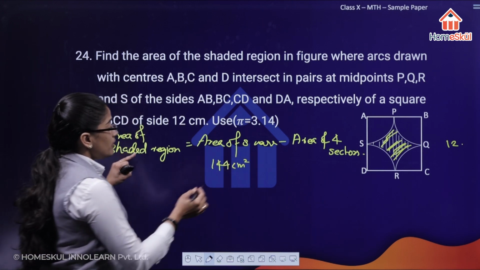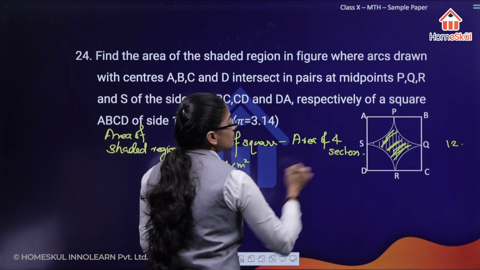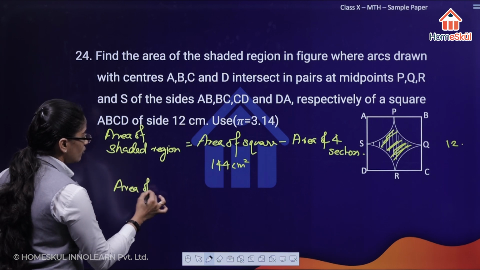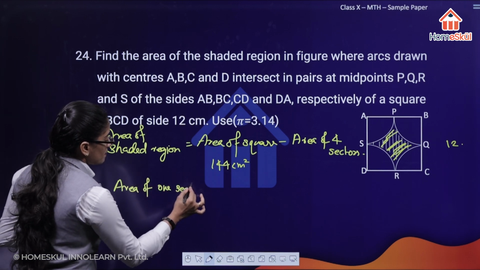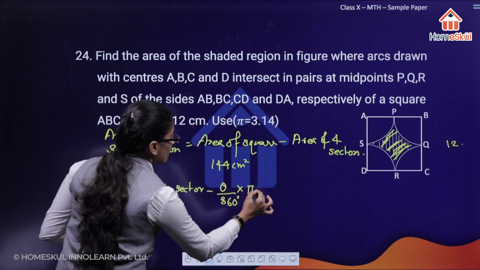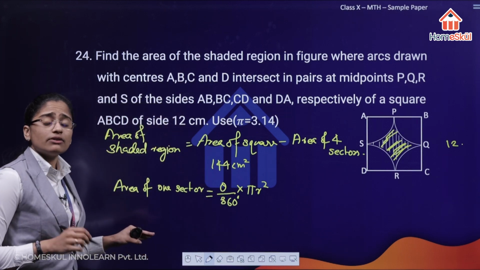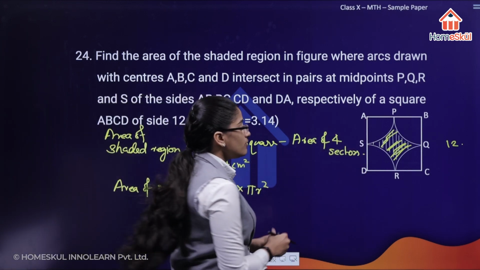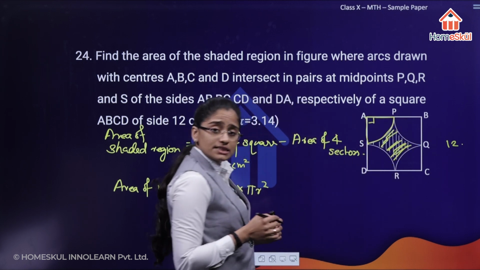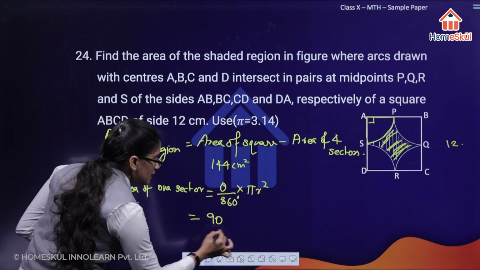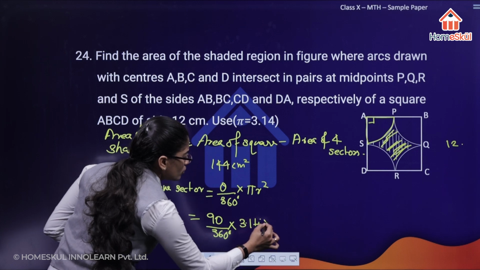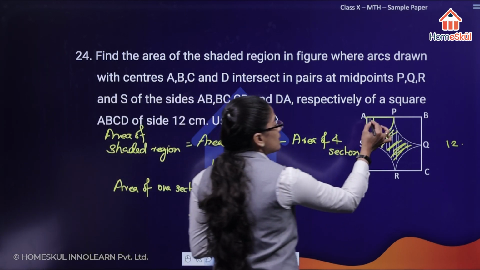Then we need to find the area of 4 sectors. Let's consider the area of one sector. The area of a sector is theta by 360 degrees into pi r squared, isn't it? What is the value of theta? Since it is a square, each sector is a quadrant, so theta is 90 degrees. So this will be 90 by 360 into pi, and we use 3.14. What about the radius? Here AP is the radius, isn't it?